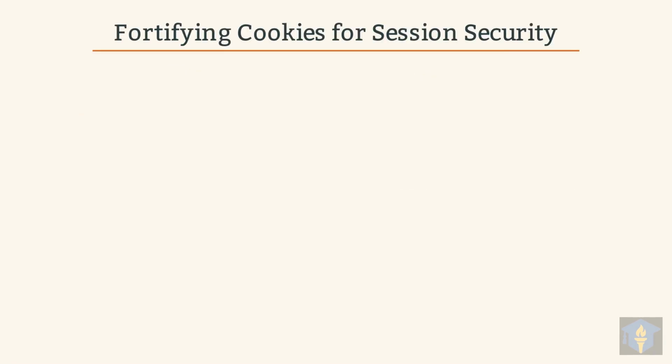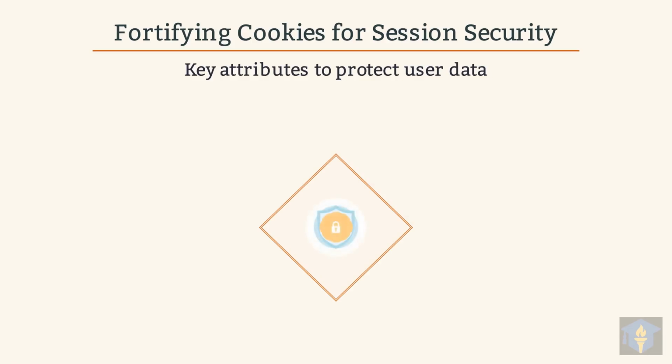Let's discuss how we can fortify cookies to ensure robust session security and protect sensitive user data effectively. We'll explore the key attributes you can set on cookies to significantly enhance their security. First, the Secure attribute ensures that cookies are only ever transmitted over encrypted HTTPS connections, preventing eavesdropping and interception on insecure channels.